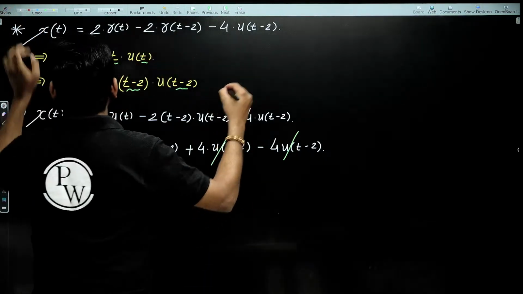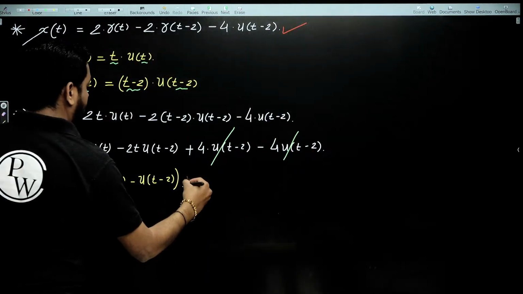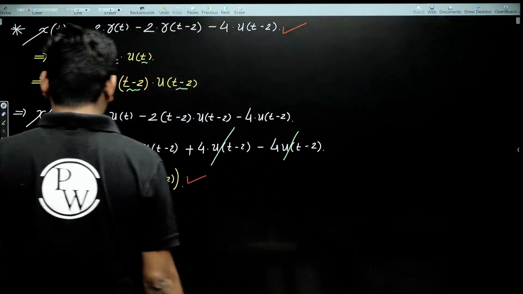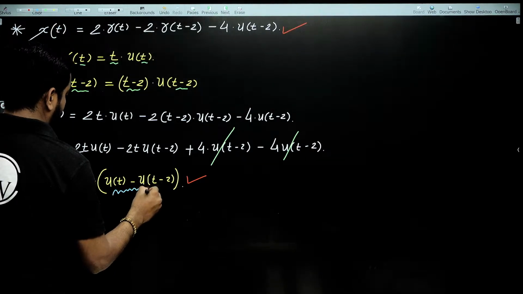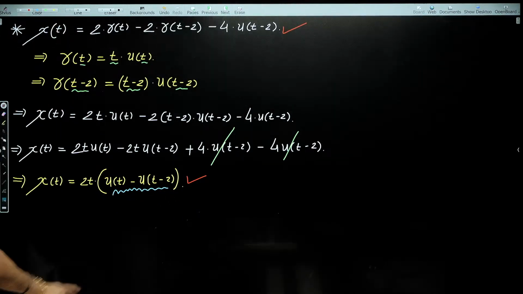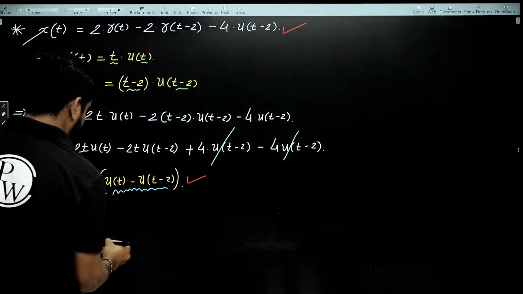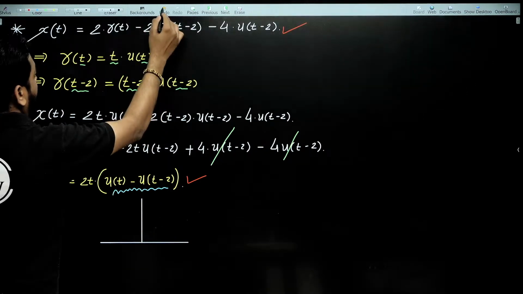Okay, second answer. This is also valid, guys. This is the first answer, option A, and this is the second answer, option B. Both are valid, guys. Both are correct answers. Now you can see, guys, this is the window function. It is a rectangular function between 0 and 2, guys. This is nothing but a rectangular function like this.